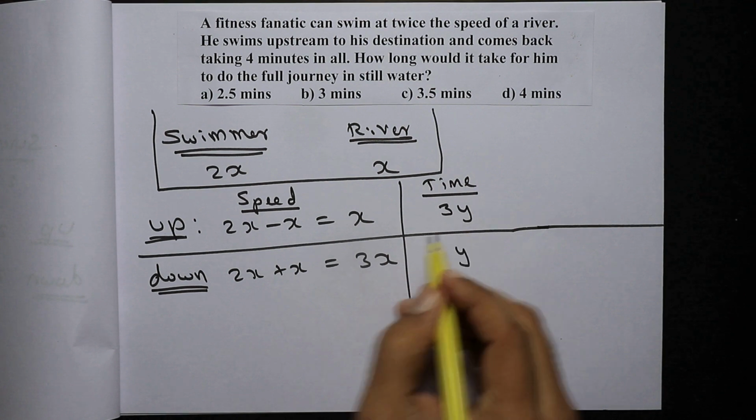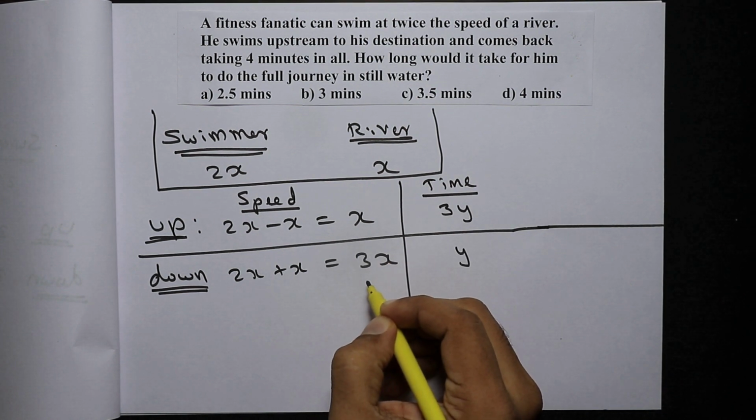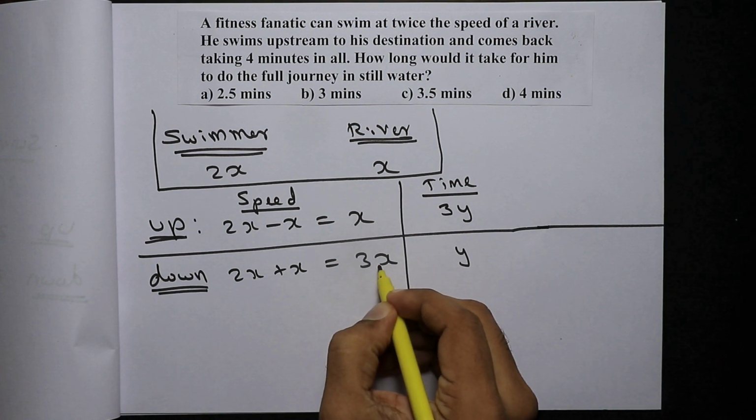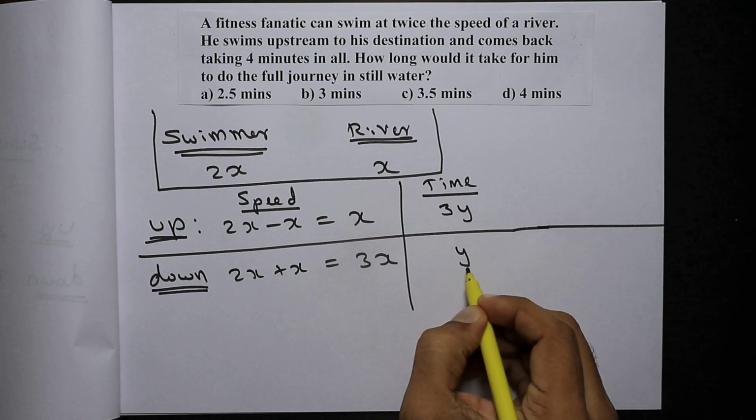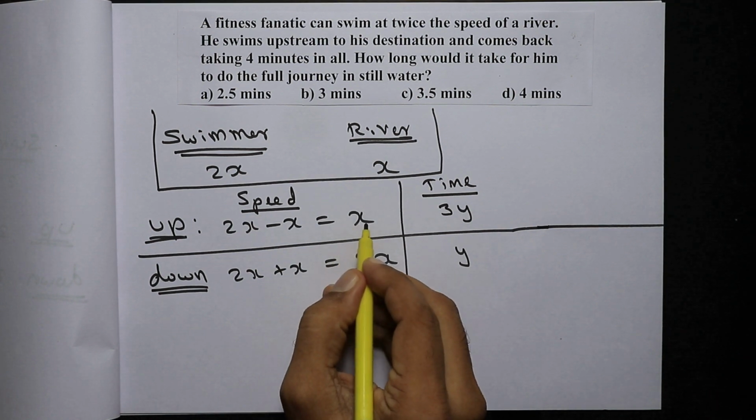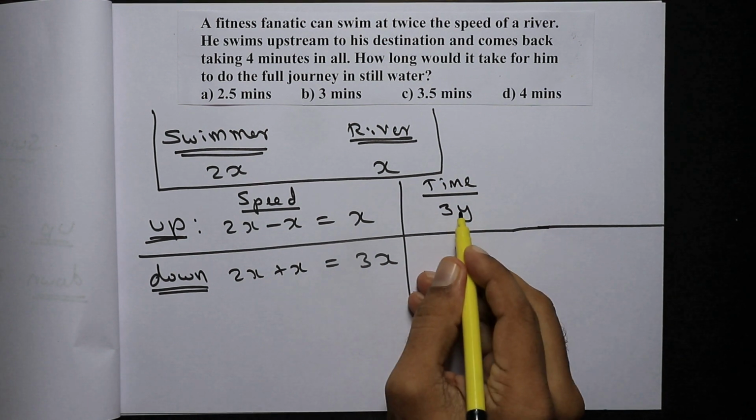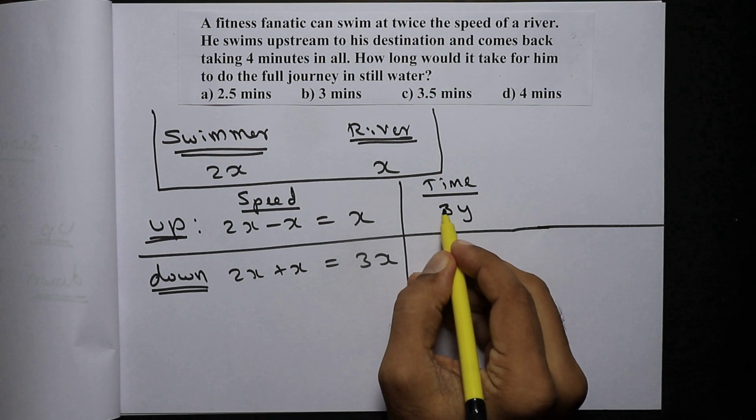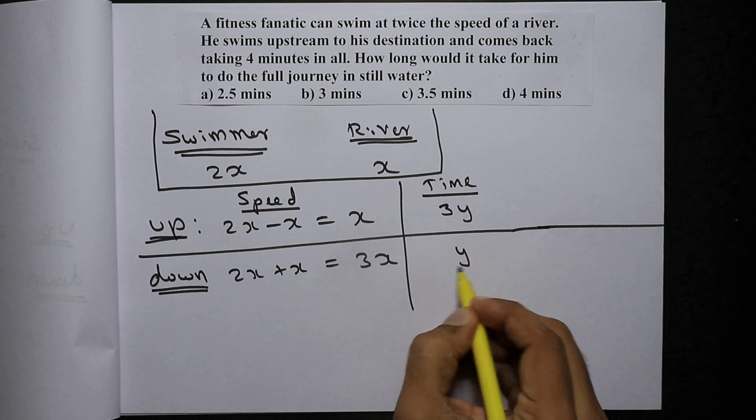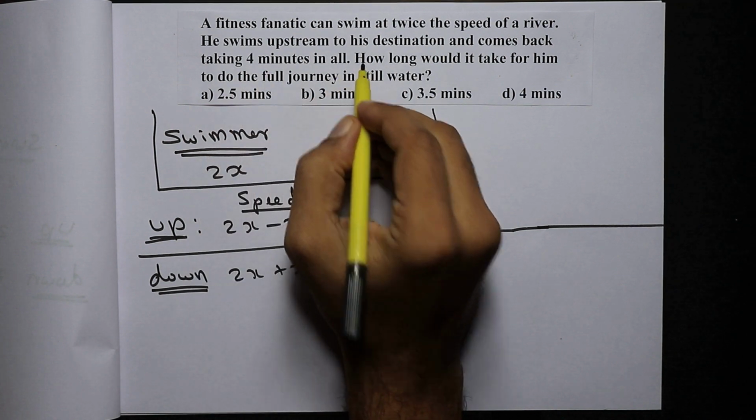This is the speed and this is the time. For example, if you double your speed, then the time required will become half. Similarly, if you triple your speed, the time required will become 1/3. In this case, his speed is 3 times the speed while he is upstreaming. So the time required will become 1/3. So if this can be taken as 3y, this will be 1/3 the time required, this will be y. And it is said that altogether he takes 4 minutes.